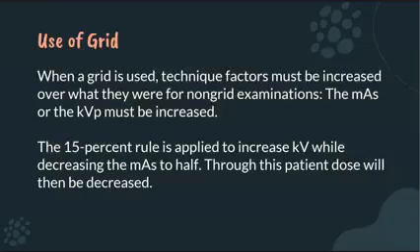Note that an extreme increase in kVp will necessitate the use of a grid. So, since we increase the kVp, never mind that. Basta, when we increase the kVp, an extreme increase of more than 90 kVp will necessitate the use of a grid.